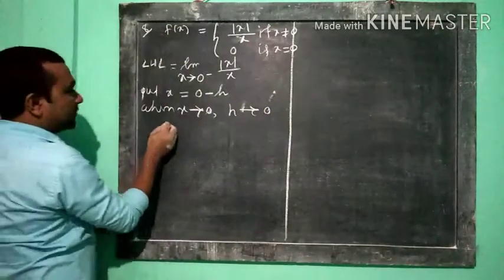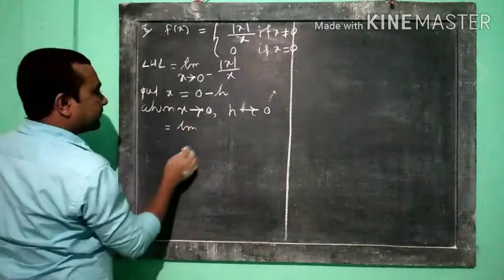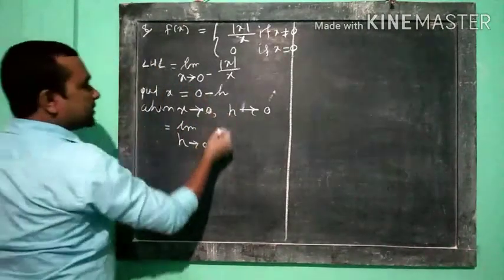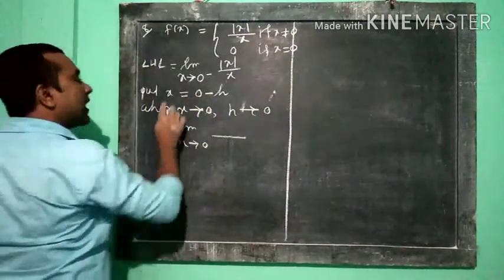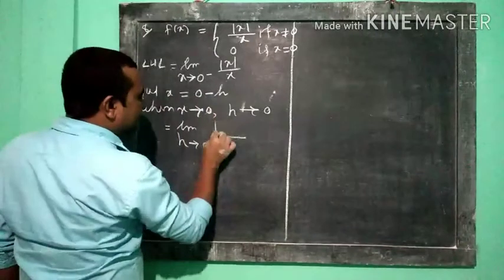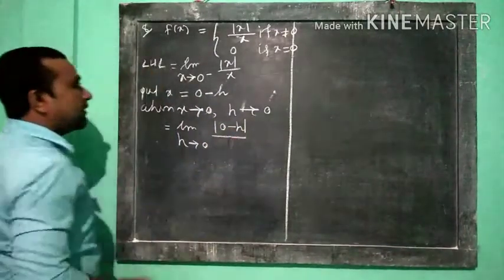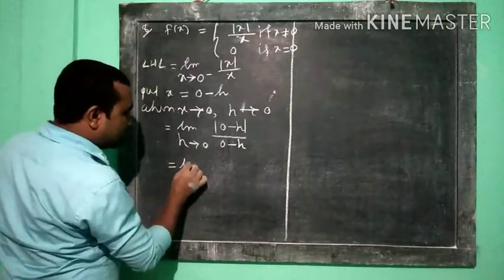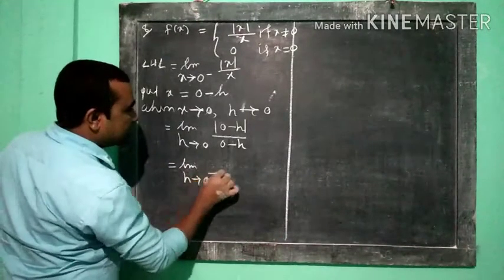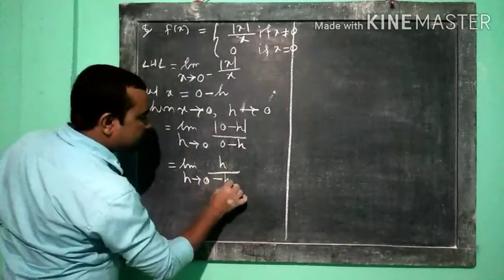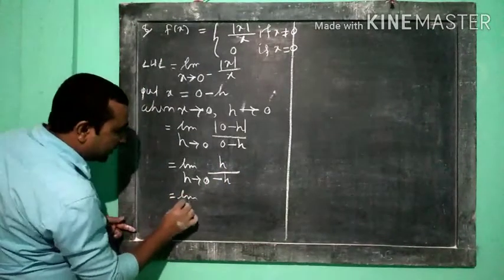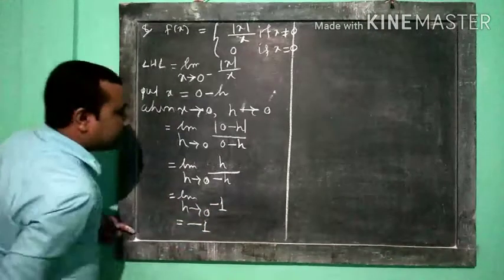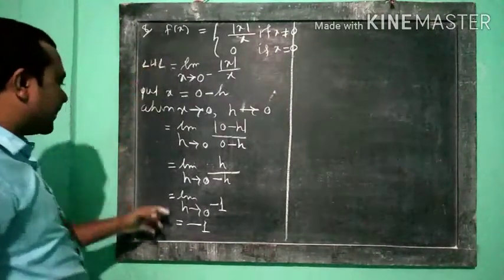In this expression, limit h tends to 0, x is replaced by 0 minus h. So we write 0 minus h divided by 0 minus h inside the modulus. We get limit h tends to 0 of h divided by minus h, which is equal to minus 1. So the left hand limit is minus 1.